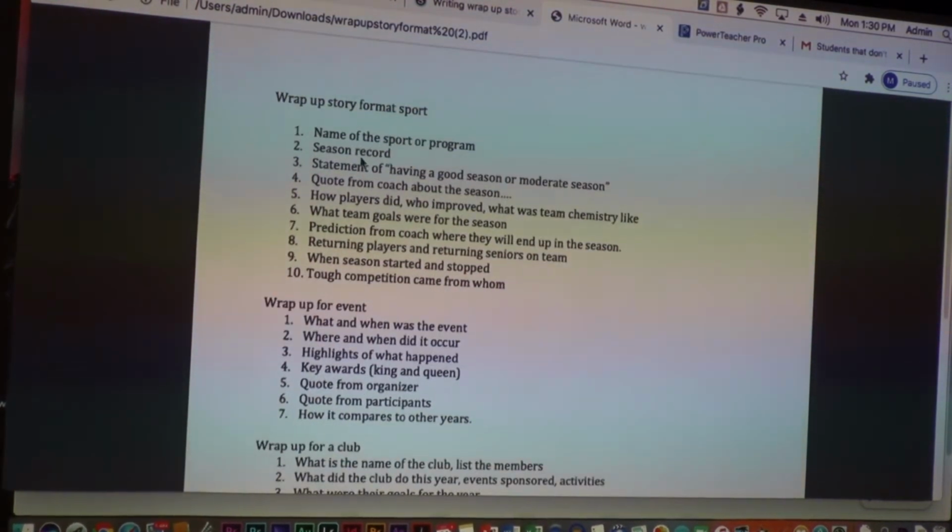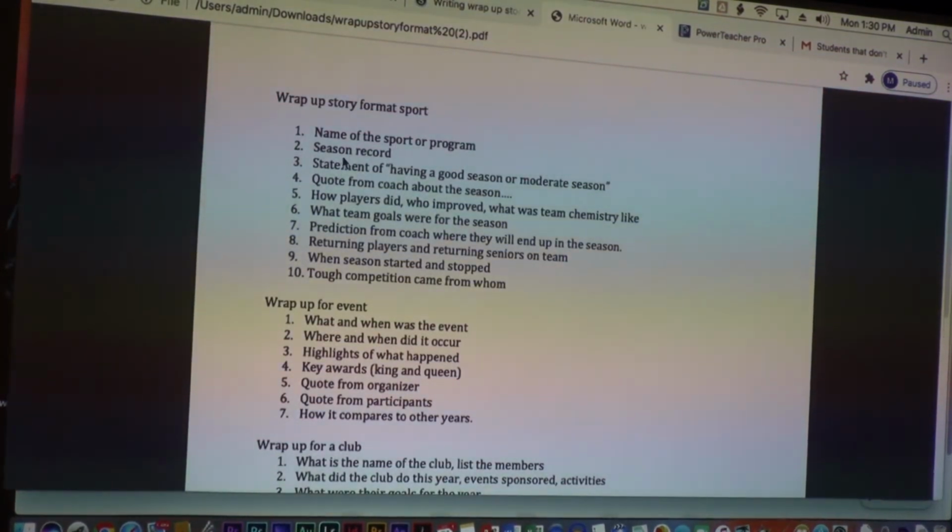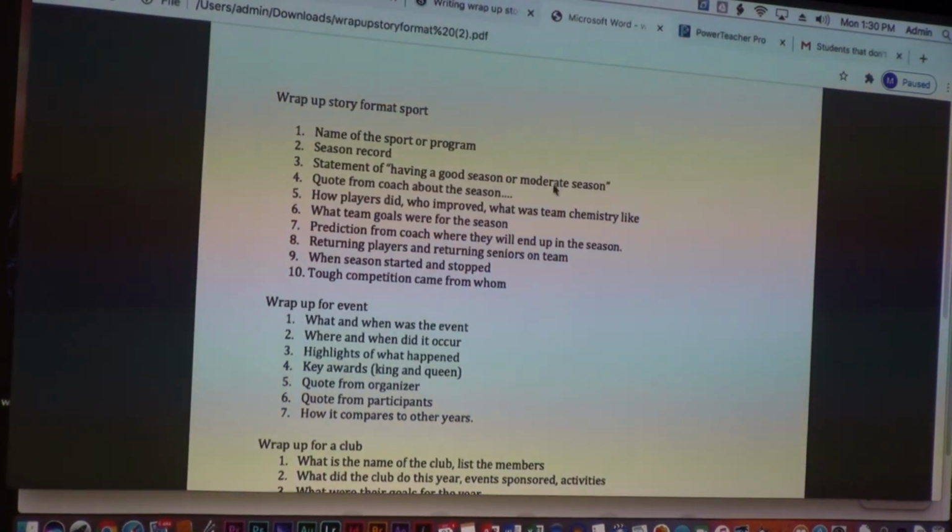So if it's about a sport, you've got the name of the sport. You need to know the season record. You need to get a statement from the coach about the season.